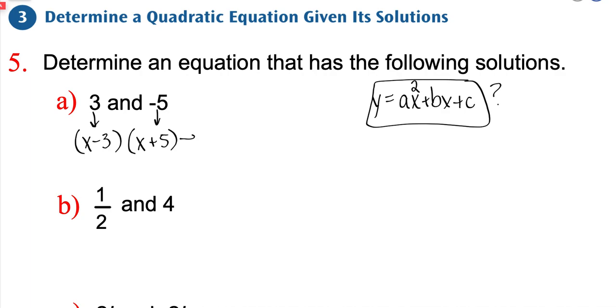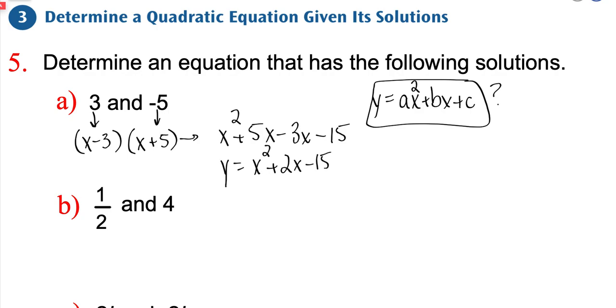Okay? So if we FOIL this out, we have x squared plus 5x minus 3x minus 15. And then just simplify down. So we got y equals x squared plus 2x minus 15. All you're doing is putting those answers back into factors, foiling it out, and then you got your quadratic that looks like our quadratic in standard form. You want to make sure you write that in standard form.